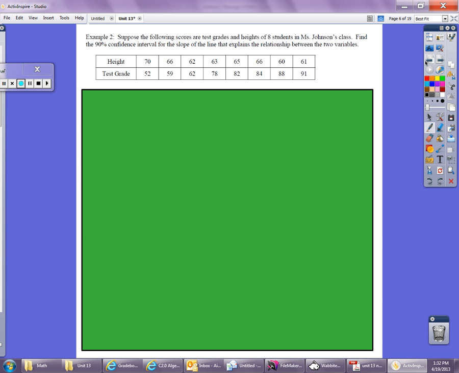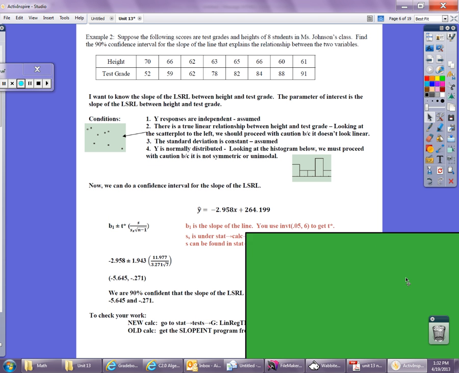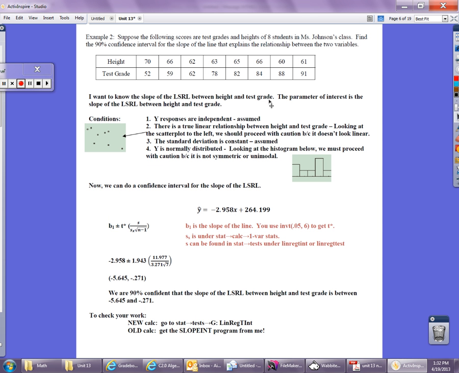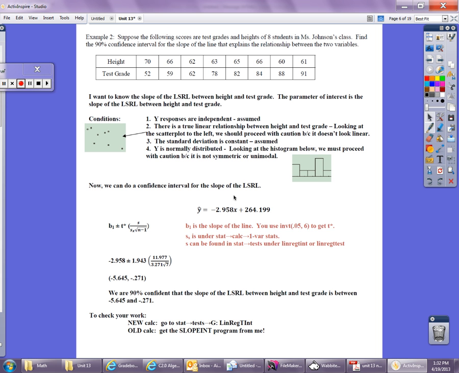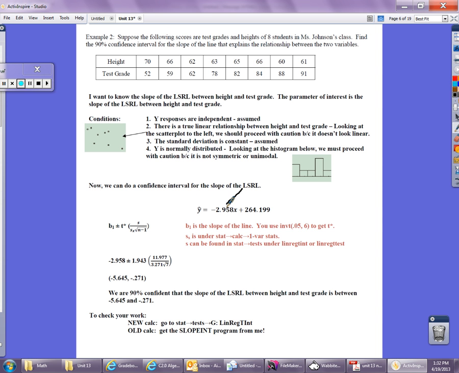So as far as your confidence intervals were concerned, this was example 2 that we talked about during class time. Again, you're going to see the scatter plot, which you do need to sketch, and also the histogram. b sub 1 is the slope of the line, and you can find that by calculating the LSRL. In order to get that, you would hit Stat, arrow over to Calc, and then arrow down to option number 8, which is a plus bx form.